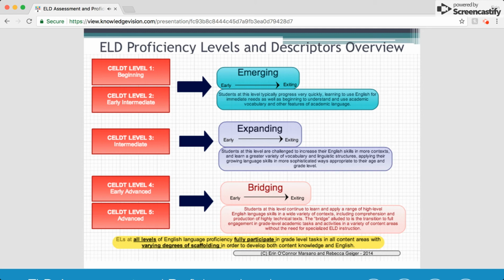As a reminder, ELs at all levels of English language proficiency should fully participate in grade-level tasks in all content areas with varying degrees of scaffolding in order to develop content knowledge and academic English.